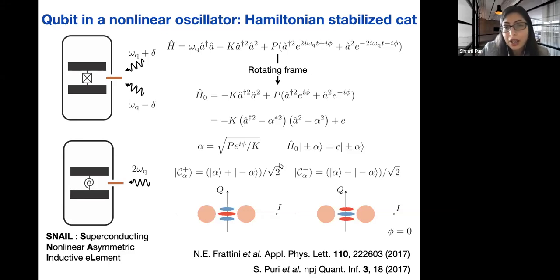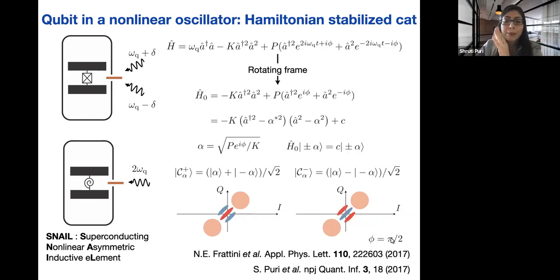Now, if the phase phi is 0, so say I have a clock phase, and my drive is in phase with that clock, then the cats are formed along the position axis, or the I-axis, and they're oriented horizontally in phase space. And if I change the phase of the drive to, say, pi over 2, then because of the square root factor here, the cats will be rotated in phase space by an angle of pi over 4.